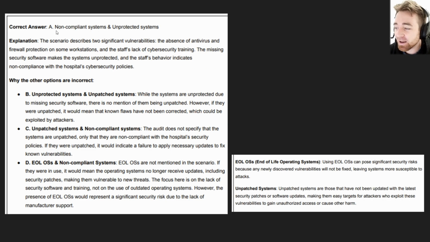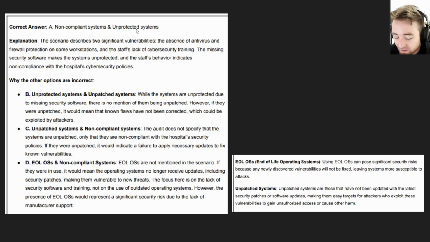It is non-compliant systems and unprotected systems. So this talks about two different vulnerabilities here. Non-compliant systems. So the staff were not complying with the hospital's cybersecurity policies specifically. So that is inherently a non-compliant system. A system doesn't necessarily mean a system itself. It could also just mean the systems in place, or the people engaging in a non-compliant system of operating, right? And then we have the unprotected systems. The missing antivirus and firewall protection left the system unprotected.